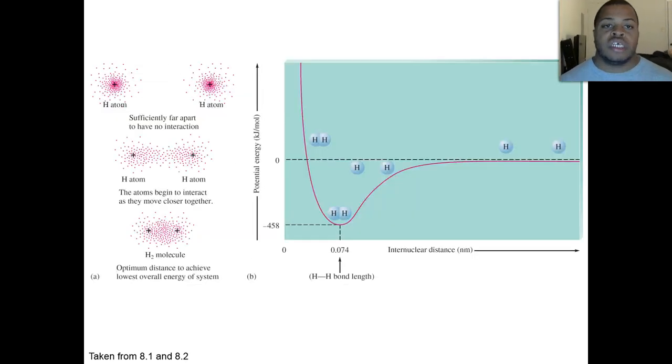Now, let's look at this example in this diagram. If I have 2 hydrogen atoms, which is what you're seeing here, at this point they have no interaction. The closer they get together, the more that we actually pull together.